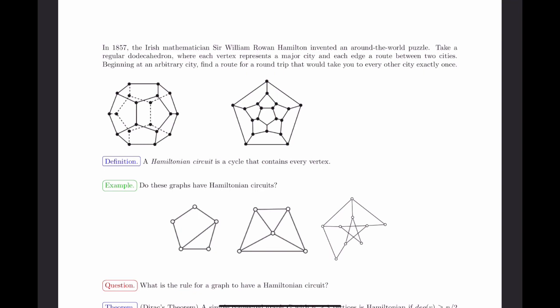So Euler asked, can you traverse a graph so that you go through every single edge? The next natural question to ask is, can you traverse a graph so that you go through every single vertex? And that question was asked in 1857, so quite a bit later, by an Irish mathematician, Rowan Hamilton, who invented the so-called around the world puzzle. He actually worked specifically on a particular graph that was a regular dodecahedron, which is a three-dimensional figure. So you can think of that as sort of a soccer ball type structure where these dashed edges are on the other side of the ball.